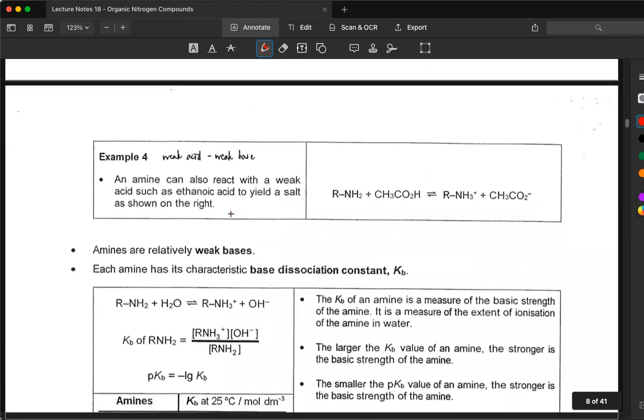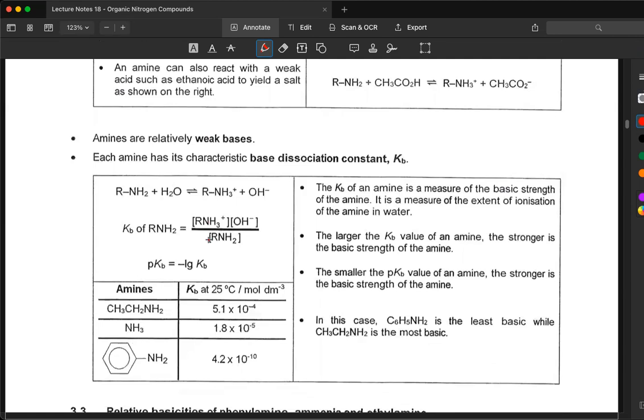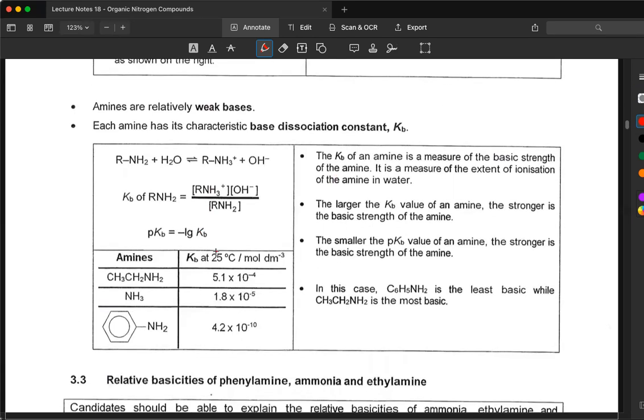An amine can also react with a weak acid such as ethanoic acid to yield a salt shown on the right. Now, amines are relatively weak bases. Each amine has its characteristic base dissociation constant Kb. So the Kb of an amine is a measure of the basic strength of the amine. It is a measure of the extent of ionization of the amine in water. The larger the Kb value, the stronger is the basic strength of the amine. The smaller the pKb value, the stronger is the basic strength of the amine.